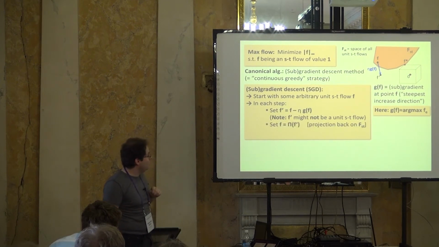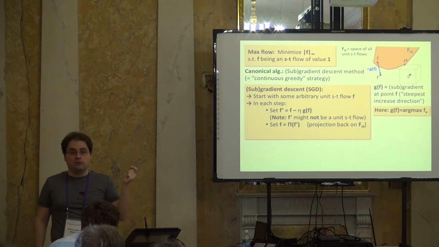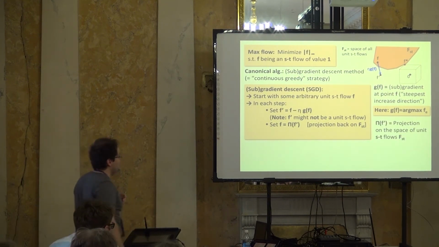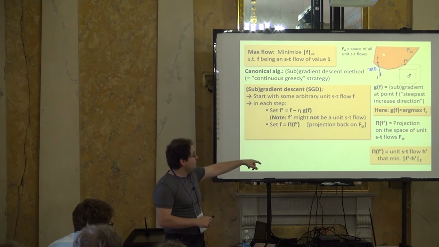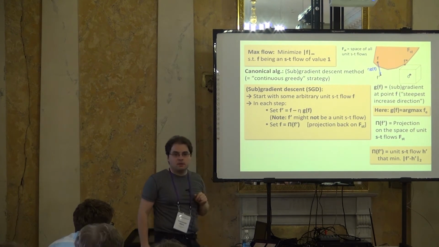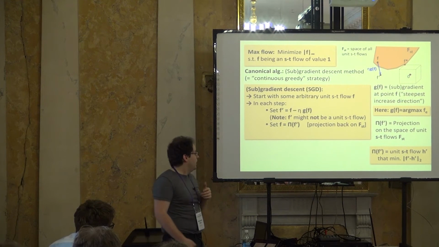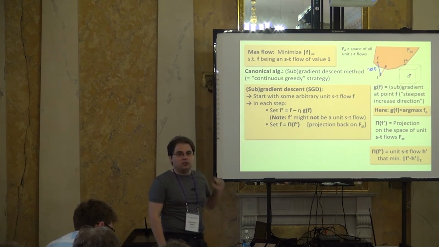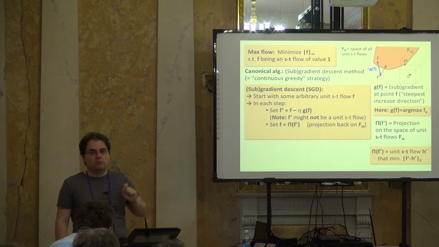And the way you do it is essentially you just project your new solution back to the space of all the feasible ST flows, so all the unit ST flows. So essentially what you do, you just find the closest flow, in Euclidean norm, in this affine subspace to the point that you just obtained. Okay? And that's it. So now you have a feasible solution that hopefully is an improvement over your previous solution.